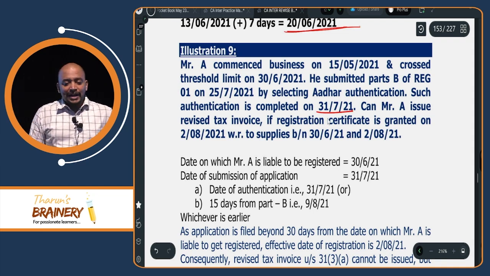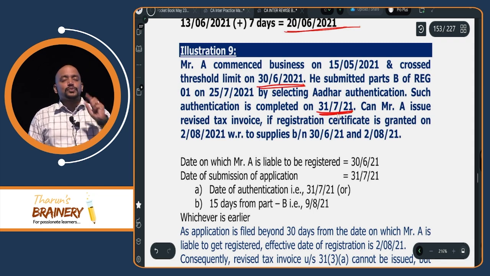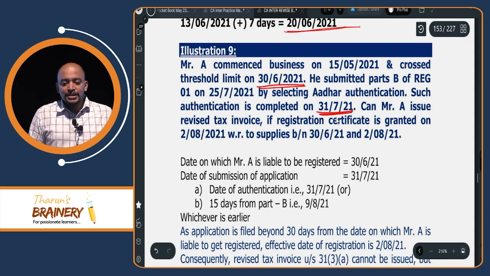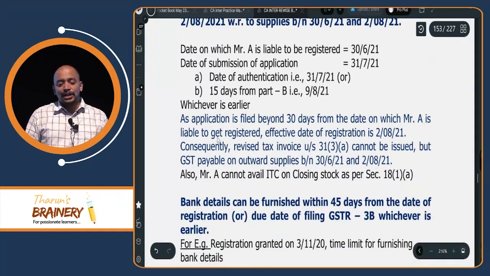Sir, when is he liable to get registered? 30/6. And when the authentication is completed, is it within 30 days or beyond 30 days? Beyond. As the authentication is beyond 30 days, what should be taken as the date of application? Date of authentication will be taken as the date of application. As the authentication is completed beyond 30 days, can they give a revised tax invoice? No. And can they take ITC on closing stock?